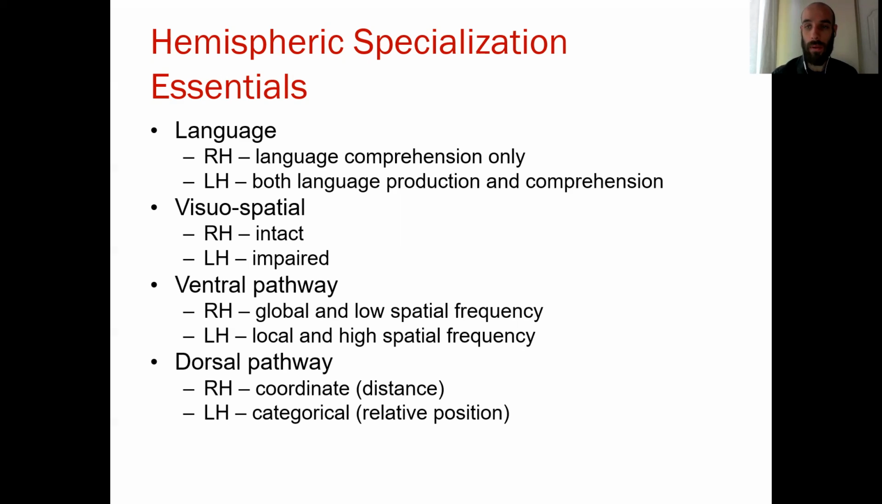Looking at the dorsal pathway, we find differences as well. Again, the dorsal pathway is the where pathway. We're looking at spatial relationships. The right hemisphere seems to be involved in distances between objects. We call that coordinate representations. And then the left hemisphere seems to be involved in relational information. So left, right, front, back. So the couch is left of the table, that sort of information.